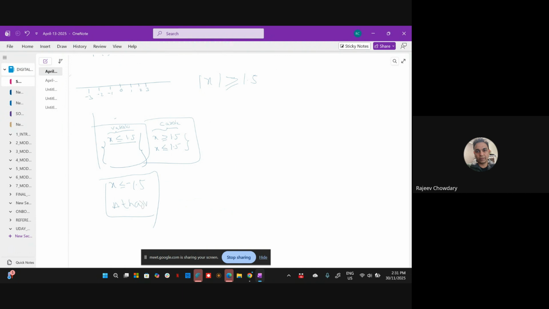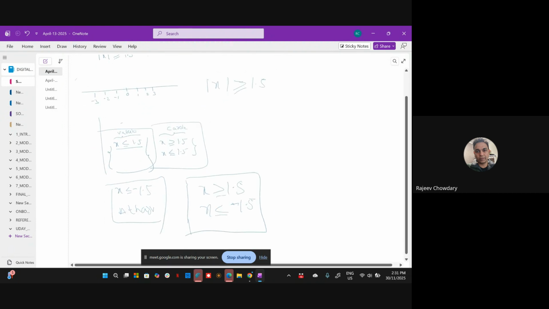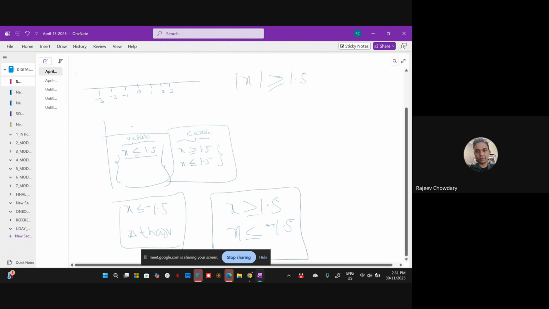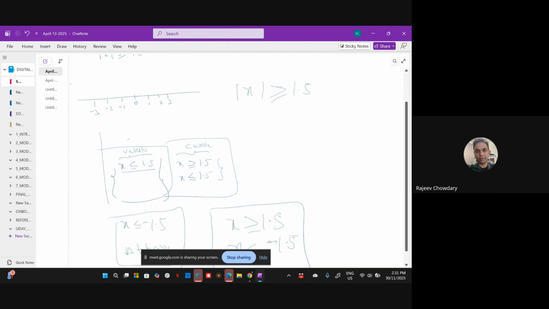Lovely. Brilliant. Okay, Rohit, what answers do you have? X is greater than or equal to 1.5 and x is less than or equal to negative 1.5. Okay, let us see how far we are. Now I'm going back to the diagram.